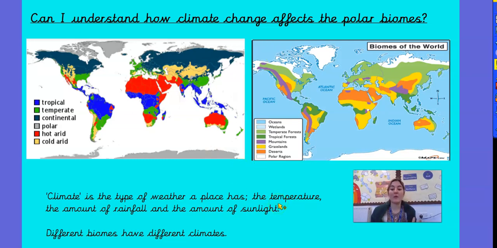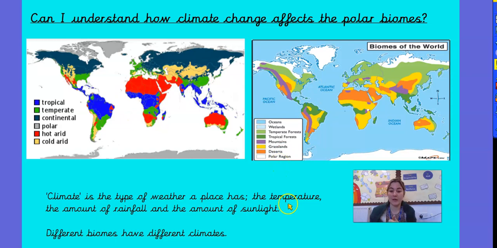So let's talk about the word climate first of all, because we are talking about climate change. Climate is the type of weather a place has. That includes the temperature, the amount of rainfall, and the amount of sunlight. And it's really important to note that different biomes have different climates, okay? So we can see that actually really clearly if we compare these two maps.